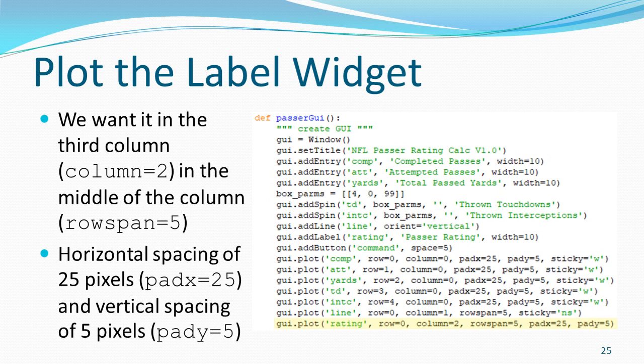So now we're ready to plot the label widget. We want it in the third column, so that's going to be column 2. And we want it in the middle of the column. So now we're going to do the row span 5 there as well. Horizontal spacing of 25 pixels, vertical spacing of 5. And notice here we don't want sticky. We don't want to stretch that out. We just want it to be a 10 wide column label. So there's no need for the sticky option.